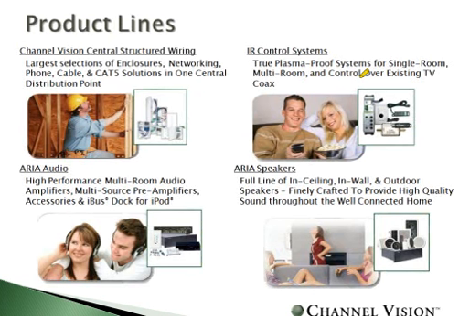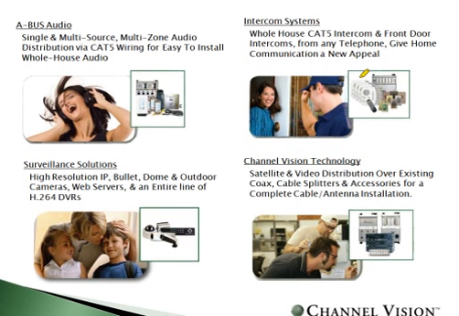Our product line is very extensive. We have over 600 different products on our product line. We have our Channel Vision structured wiring, where you can bring in all your wires to one central location and then distribute them throughout the home or business. We have IR control systems that allow you to control equipment that's in a cabinet or in another location in the home. We have our ARIA audio line, which is a high-performance audio line. We have a complete line of speakers. We have A-bus audio, and that's audio over Cat5.